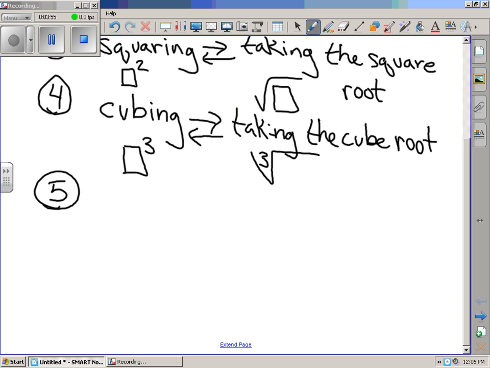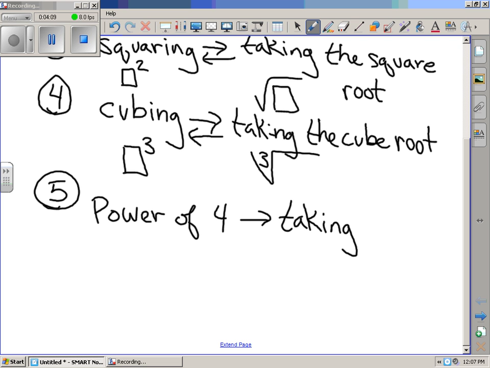What if you had something to a power of, let's say, 4? The inverse operation of a number written to a power of 4 would be when you take the 4th root. So the inverse operation of a power of 4 is taking the 4th root. We don't have a special name for a power of 4 like we do for squaring and cubing when we have a power of 2 and power of 3.